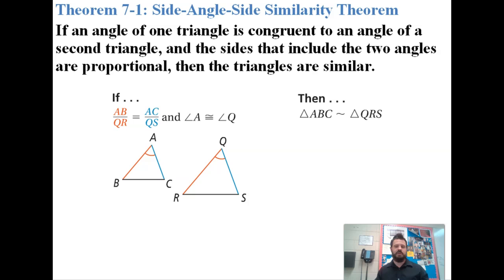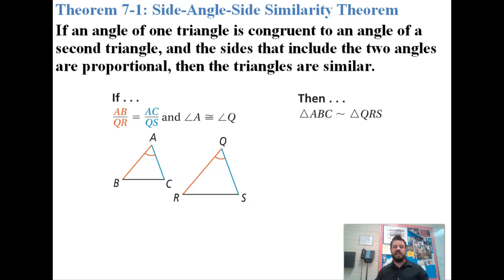Next thing we're going to do is look at two additional shortcuts for proving triangles are similar, two additional theorems. And they're both coming directly from the angle-angle postulate we talked about a second ago. The first one is the side-angle-side similarity theorem. It says that if an angle of one triangle is congruent to an angle of a second triangle, and the sides that include the two angles are proportional, then the triangles are similar.